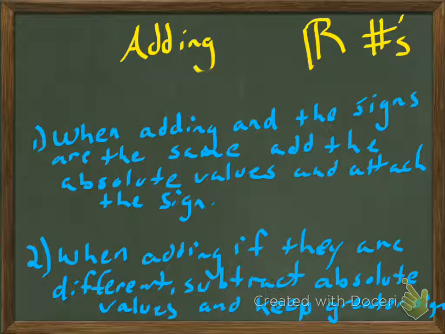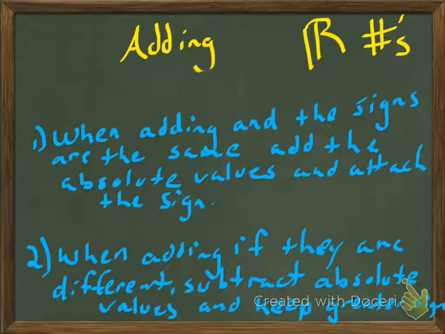So a couple of things you need to know about adding real numbers. When adding and the signs are the same. Now, when I'm talking about signs, I'm talking about the integer signs. So if it's a negative and a negative, or positive and a positive, and you're adding them together, then what you do is you add the two numbers together and then put the sign that was there. And I'll show you an example here in a second. So if they're the same, we want to just go ahead and add the numbers together and then keep the sign.